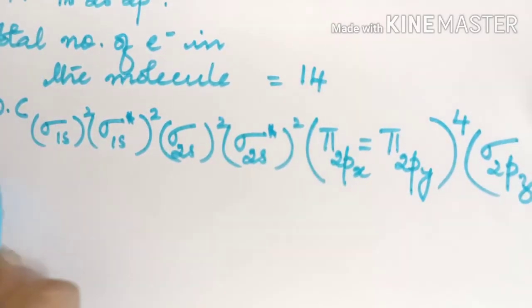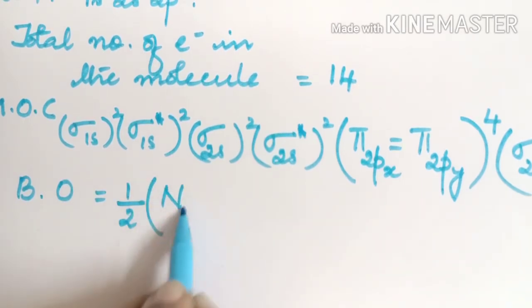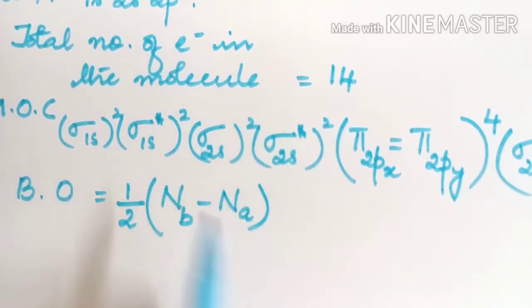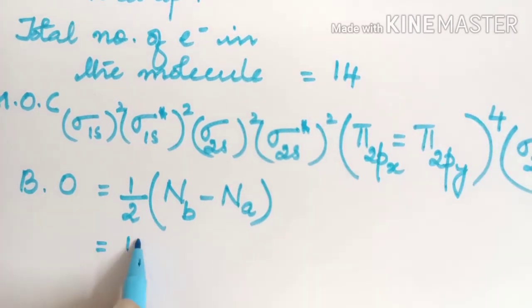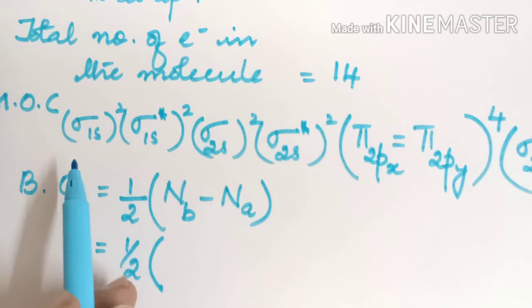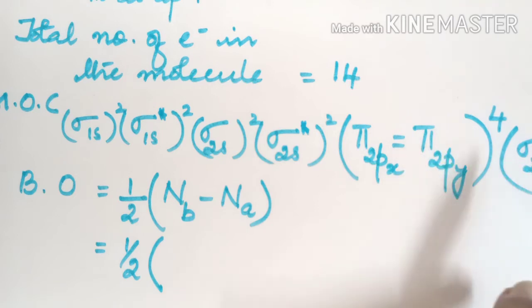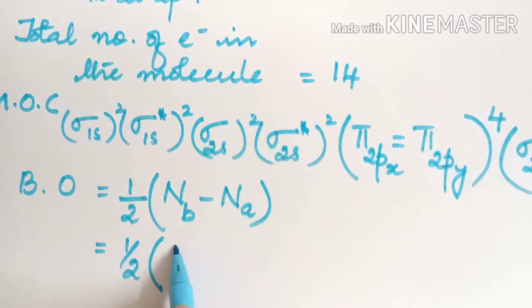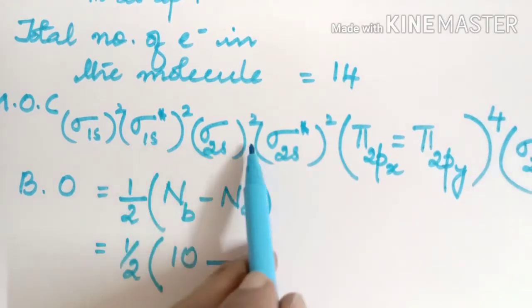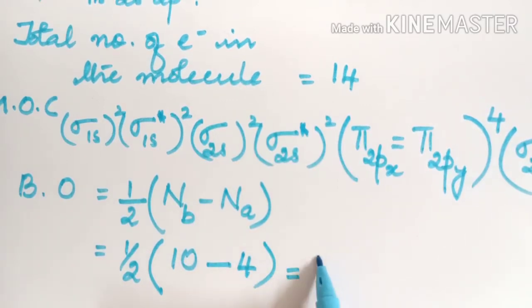Now we'll check what is the bond order. Bond order is equal to half of NB minus NA. Whenever we write the bond order, make it a habit that you use the formula first and then substitute the value, which is equal to half of NB. How many electrons are there in the bonding type? 2 plus 2 plus 2 plus 2 plus 2, so total 10 electrons are there, minus how many electrons in the antibonding? You have a total of 4. So that means you have the bond order to be 3.